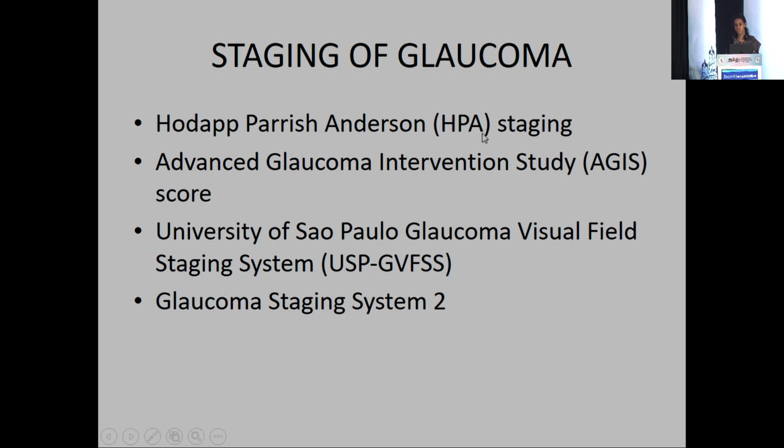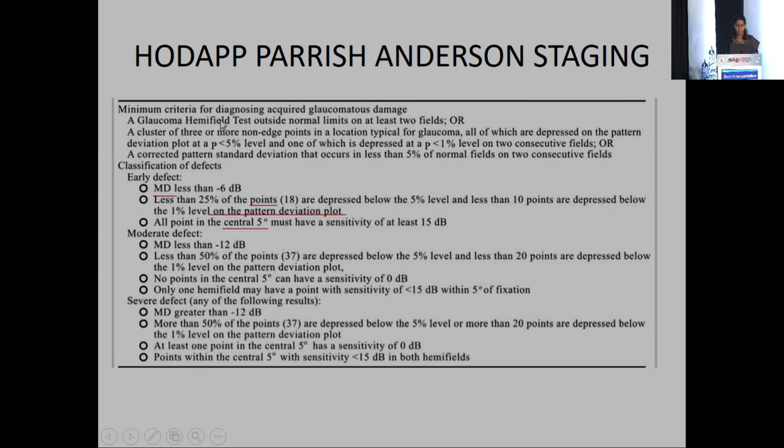These are the various staging systems available for staging glaucoma based on the field reports. Hodapp-Parrish-Anderson staging is what we are commonly familiar with, and this staging system by the University of Sao Paulo includes the visual field index too, and the Glaucoma Staging System 2 by Brusini includes the Bebie curve of the octopus. HPA staging provides the depth of overall defect based on the mean deviation value, the number of points involved on the pattern deviation plot, and its proximity to central fixation.